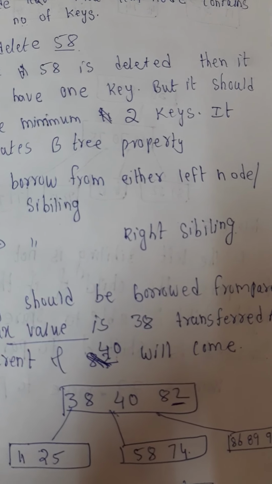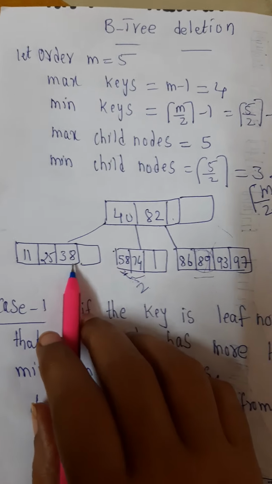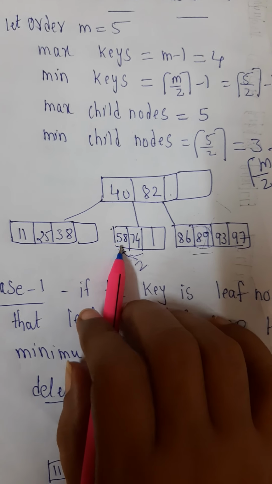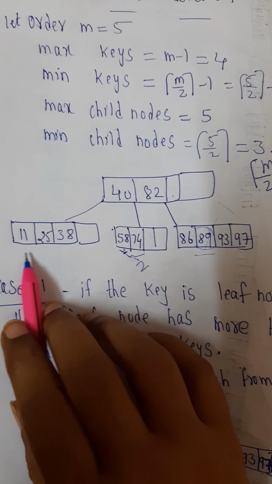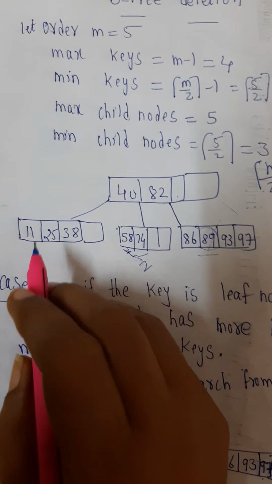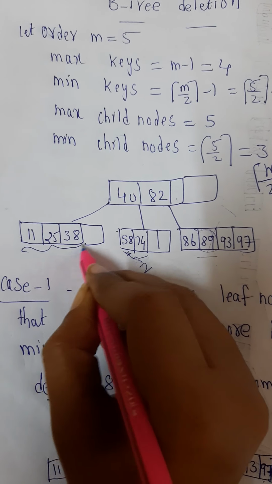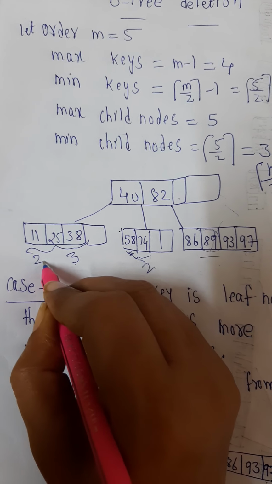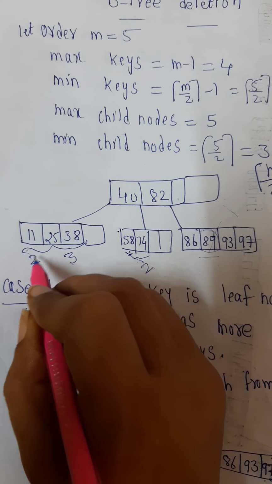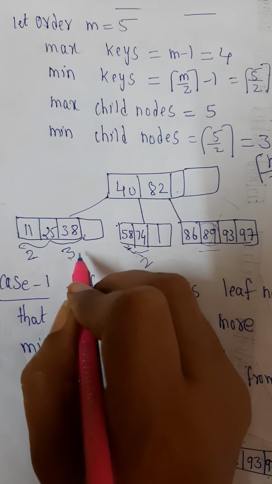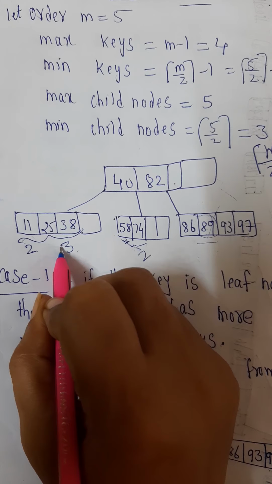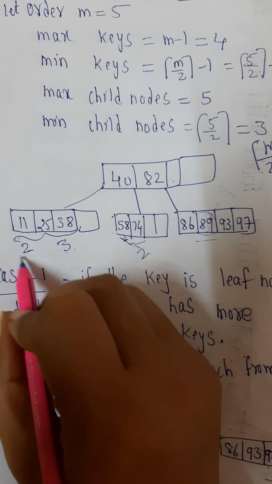Now I am showing you the case of borrowing from the left sibling. Say you want to delete 58. First, you check with the left sibling. This is the left sibling you have. How many keys does the left sibling have? We have 3, and the minimum we should have is 2. So it has more than the minimum number of keys, and we can borrow from the left sibling.